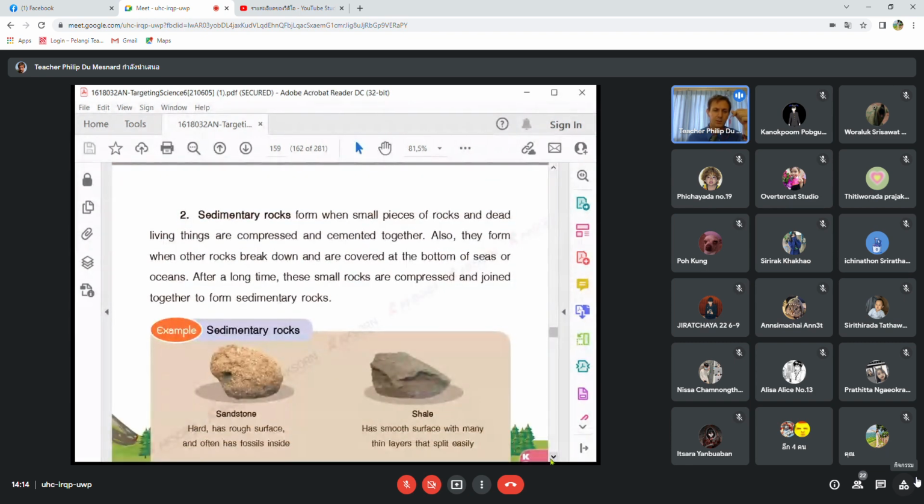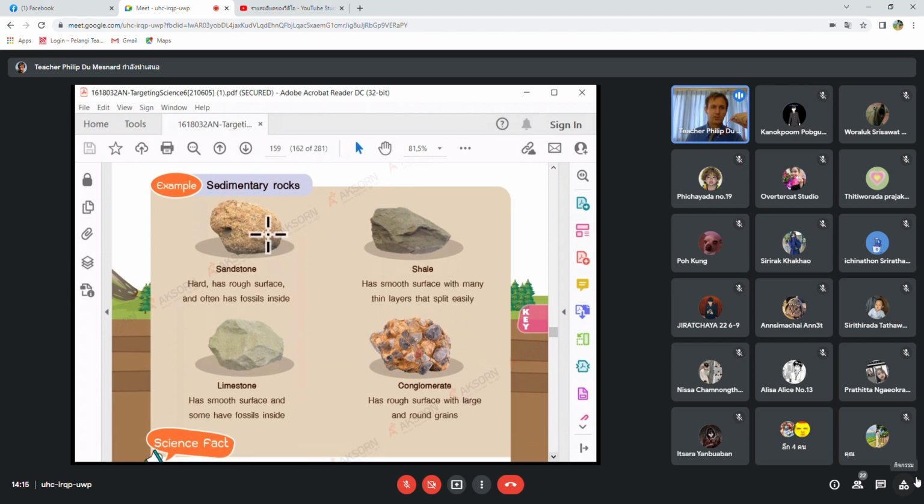Then we have sedimentary rocks. So when small pieces of rocks and dead things are compressed together, whenever rocks break down and then cover them, maybe at the bottom of the sea, and after a long time, these rocks are compressed and joined together to form sedimentary rocks.